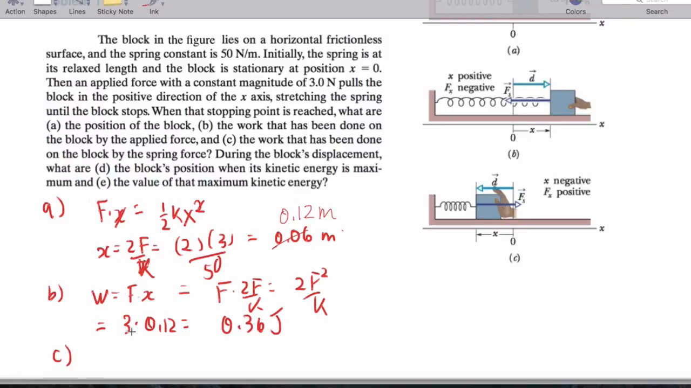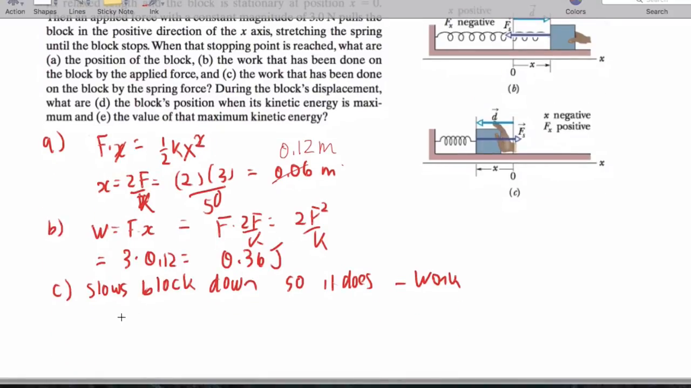For part C, we want to know the work that's been done by the block on the spring force. Well, let's be clear, the spring force is trying to slow the block down. So it does negative work. So to this end, it actually does negative 0.36 joules of work.